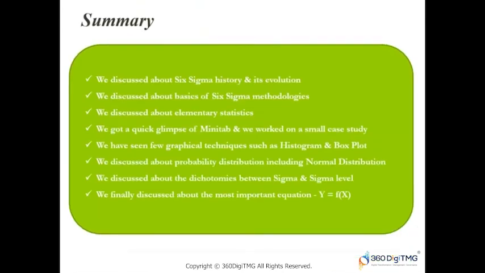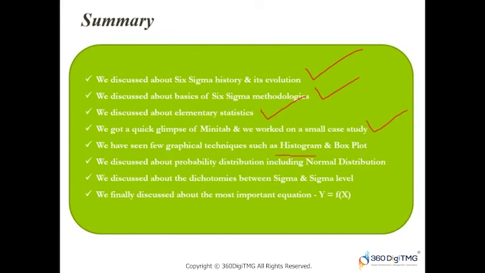All right, a quick summary of whatever we have discussed until now is as follows. We discussed Six Sigma history and how it evolved. We also discussed the basics of Six Sigma methodologies, DMAIC, DMAC, and also Design for Six Sigma in the form of DMADV. We discussed elementary statistics: measures of central tendency and measures of dispersion, right? We discussed mean, median, mode, and variance, standard deviation, and range. We looked quickly at a few of the options available in Minitab, and we worked on an internet service provider case study.